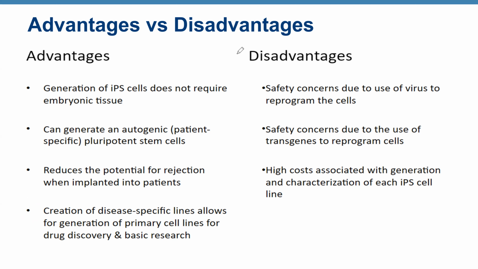However, as always, we have disadvantages. Safety concerns due to use of virus to reprogram cells. Safety concerns due to use of genes to reprogram cells. We are changing genes, right? So how can that affect our cells? And high cost associated with generation and characterization of each iPS cell line. They are pretty expensive in production.